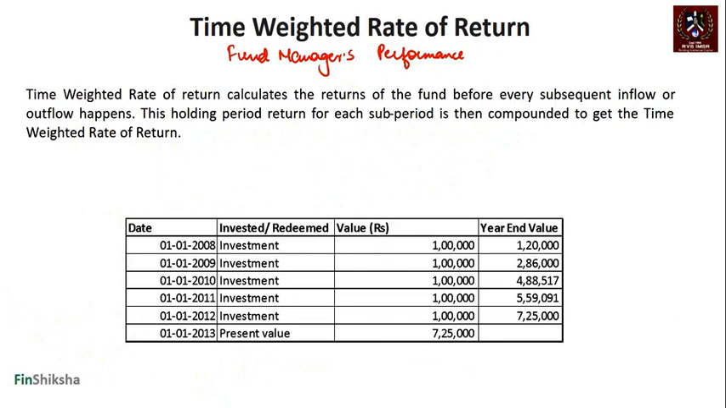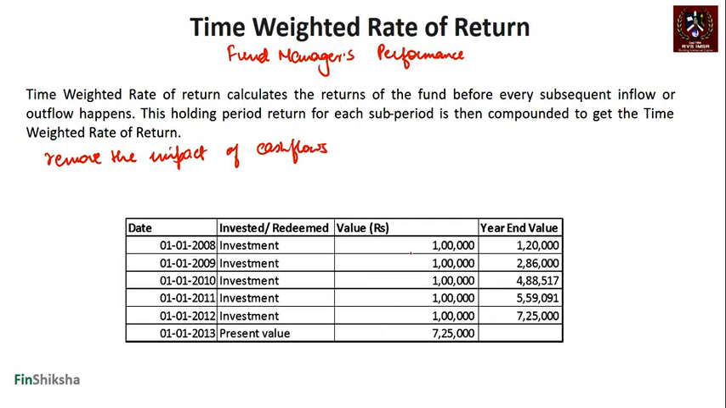So their performance measurement requires a scenario where you have to remove the impact of the cash flow. How do you do that?